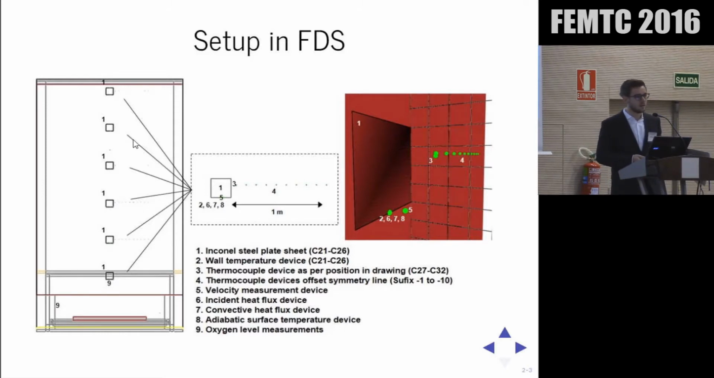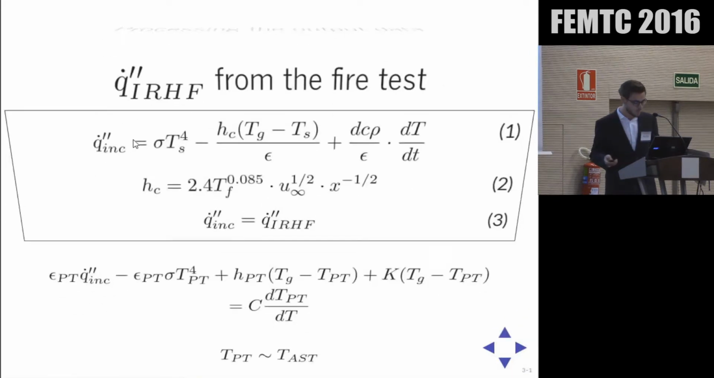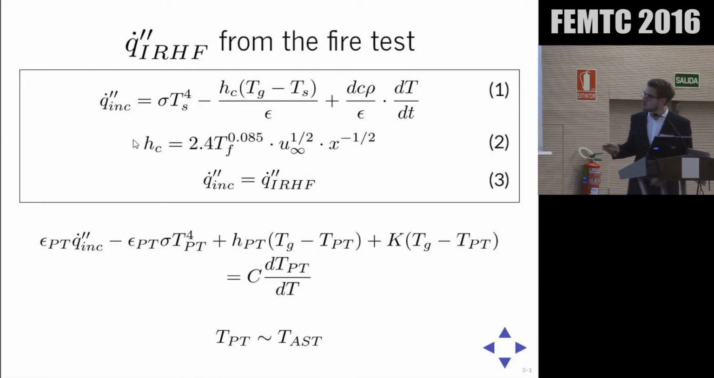I'm going to talk more about the use of plate thermometers and adiabatic surface temperatures in a minute. But first, let's take a look at a very crucial part of the validation study: how the data was processed. To start with, I'm going to show you how some of the temperature data was used to calculate the incident radiation during the test. You see equation 1 in this box, which we used to calculate the incident radiation during the test, and then equation 2 here, the convective heat transfer coefficient, hc, was calculated using this one.